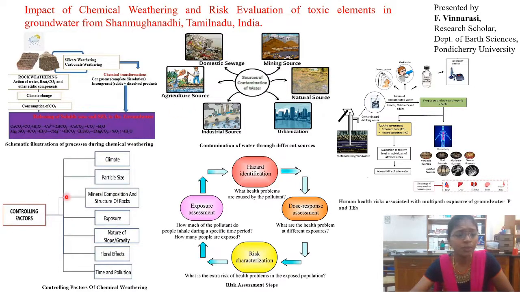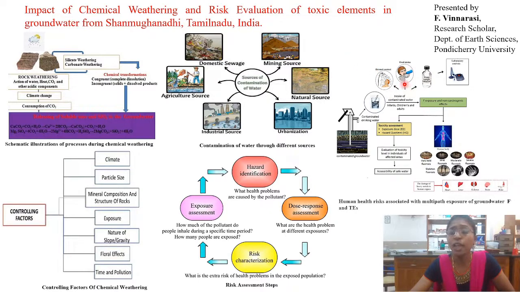These are the factors which control the rate and type of weathering that occurs. Hence, chemical weathering of rock-forming minerals is the major driving force which controls the groundwater chemistry in the region. Along with natural sources, anthropogenic sources also contribute ions to the groundwater.